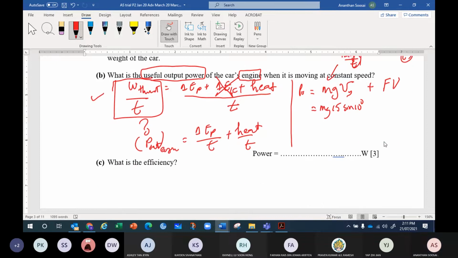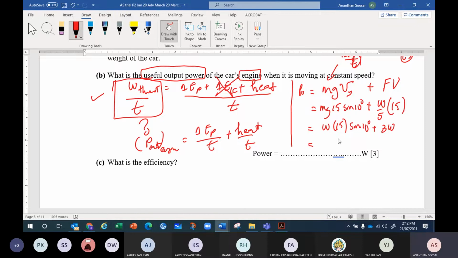So this is another way of doing it. The friction is how much? Friction is W over 5, the weight over 5 is the frictional force, times V, which is 15. So this is W times 15 sine 10 plus 3W. Okay, what do you get?